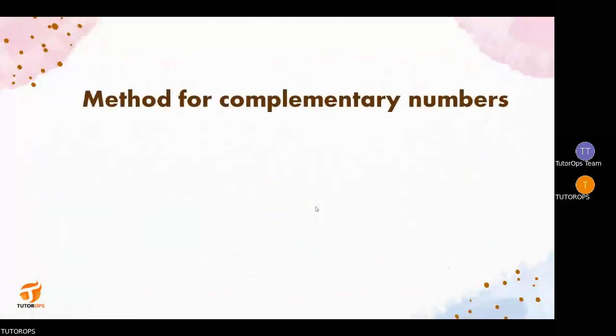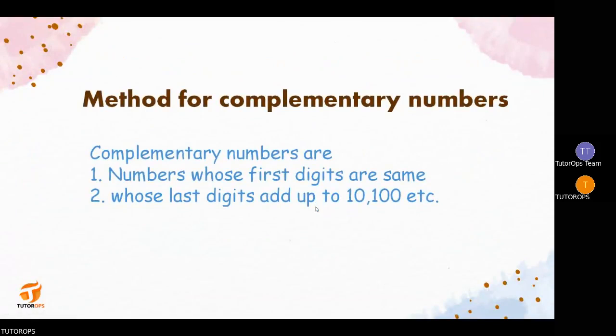Now, the method of complementary numbers. In these cases, I am considering a particular pattern. I have given two numbers whose first digits are the same, but whose last digits add up to 10, 100, etc. That means, say, 44 and 46. The first digit of both is 4, and the last digits are 6 and 4, and 6 plus 4 is 10. So in these cases 44 and 46 are called complementary numbers.